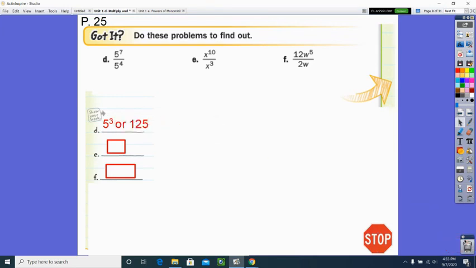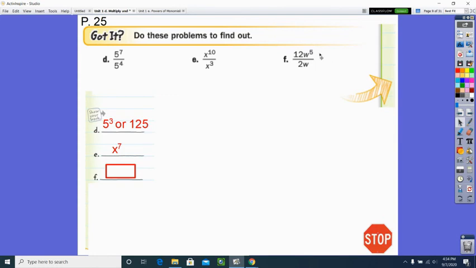Okay, I'd like you to pause the video now and try the last 2 by yourself to see how you do. Okay, common base dividing. I write the base and I take the top number minus the bottom, x to the 7th.